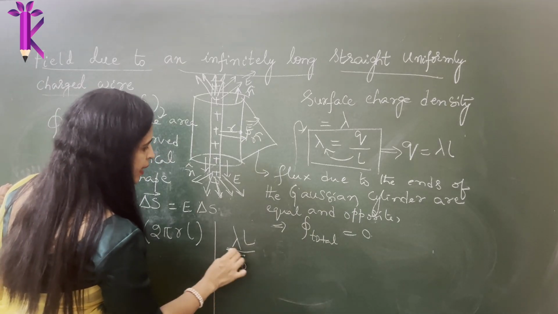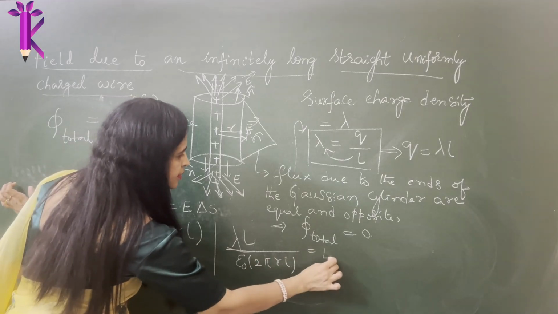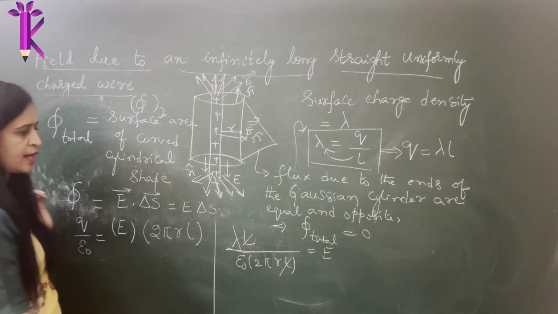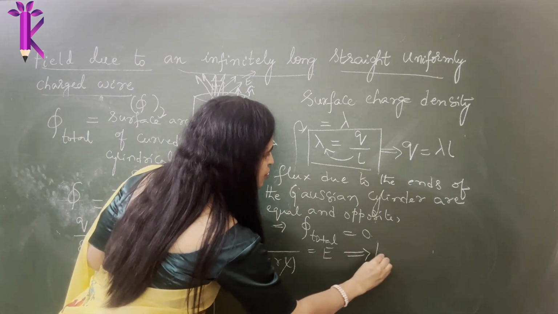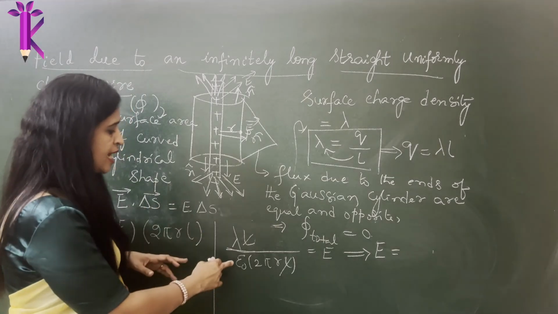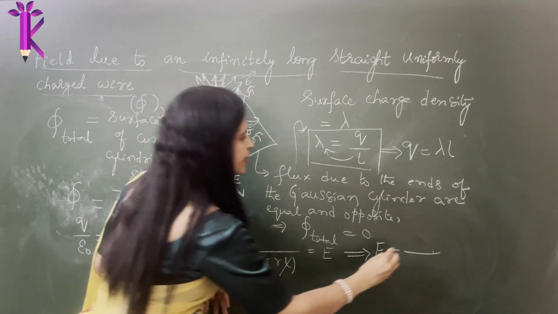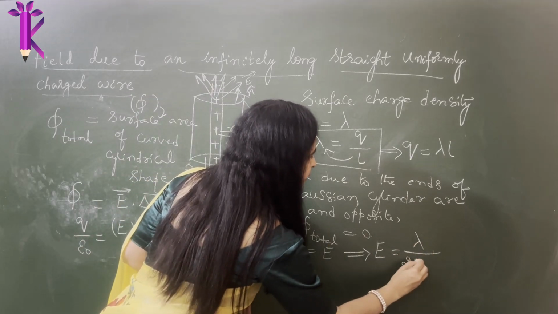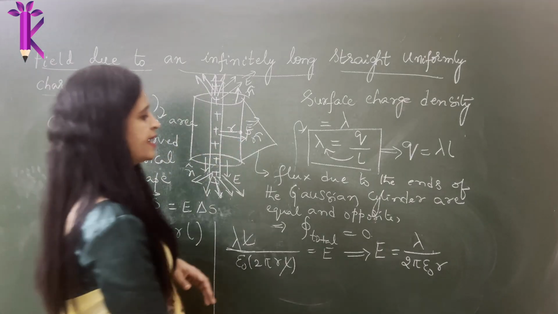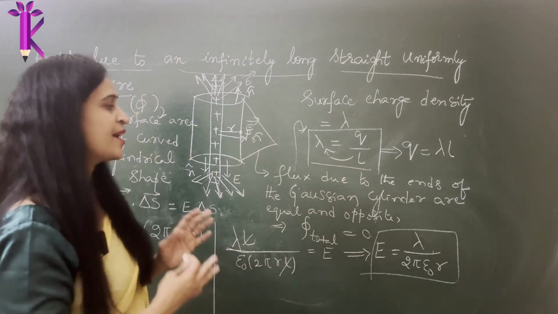If I bring that 2 pi RL down, that becomes your E. So what gets cancelled? L and L get cancelled. What are you left with? This gives you the expression for the electric field for an infinitely long, thin, uniformly charged wire. It is given by lambda divided by 2 pi epsilon naught R. So that is the expression for the electric field due to an infinitely long, thin, uniformly charged wire. I hope it was clear.